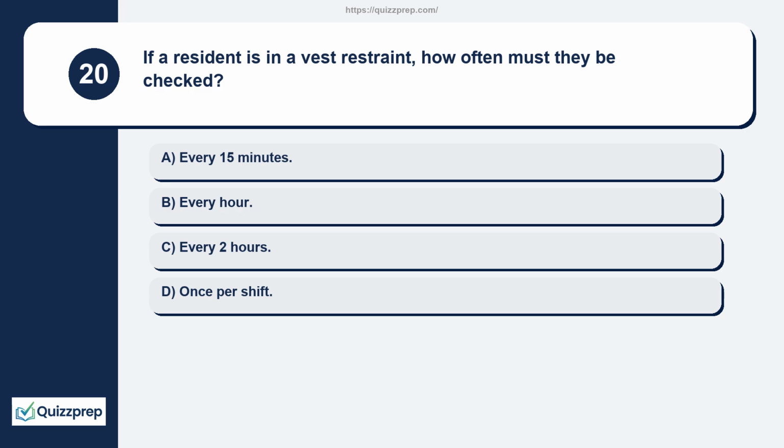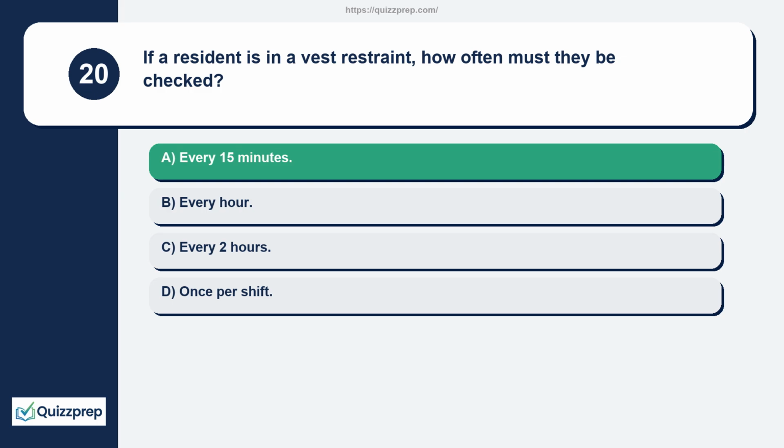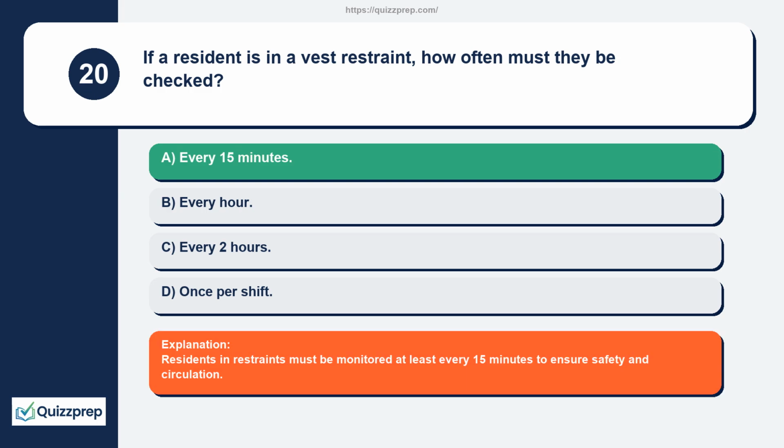Question 20. If a resident is in a vest restraint, how often must they be checked? Every 15 minutes. Every hour. Every 2 hours. Once per shift. Residents in restraints must be monitored at least every 15 minutes to ensure safety and circulation.